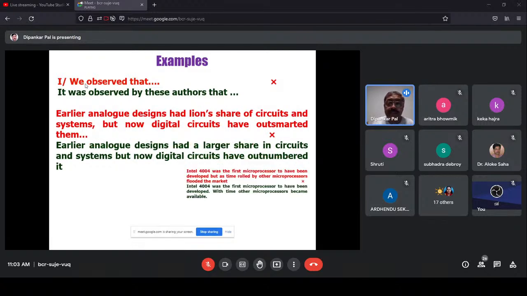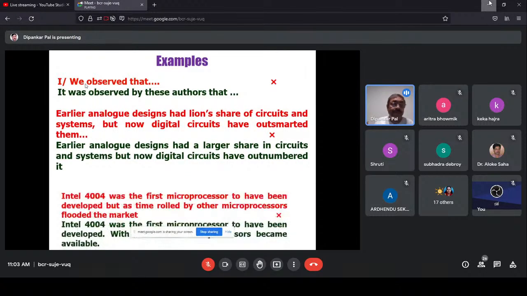Okay, the third is another example. Again, in red, what I have written is, in my opinion or in my assessment, not a good presentation, but in green, what is a better presentation in my mind. Intel 4004 was the first microprocessor to have been developed, but as time rolled by, other microprocessors flooded the market. Once again, the language is fine. I mean, there's absolutely no shortcoming in the language. But then it's not really a direct approach. Instead, we should write in a report, Intel 4004 was the first microprocessor to have been developed, with time other microprocessors became available. So these are certain tips.